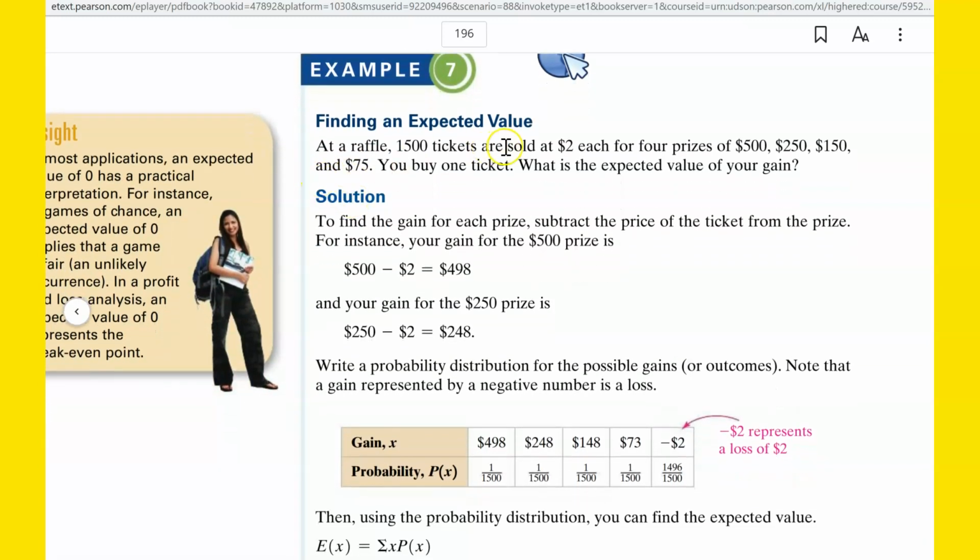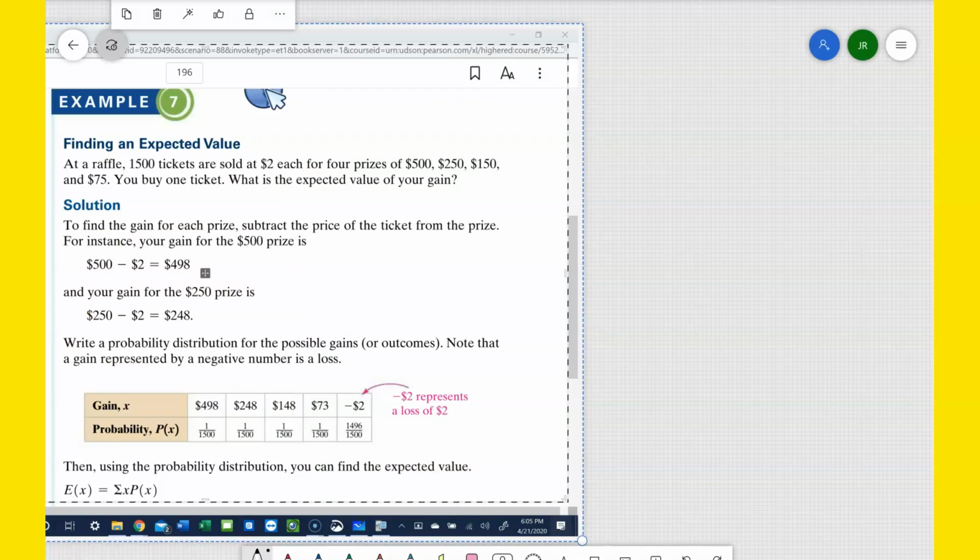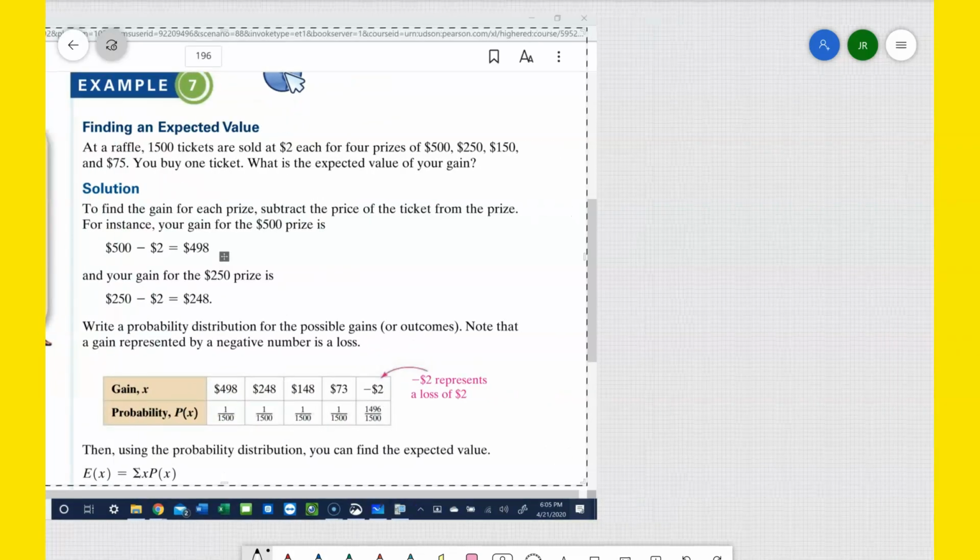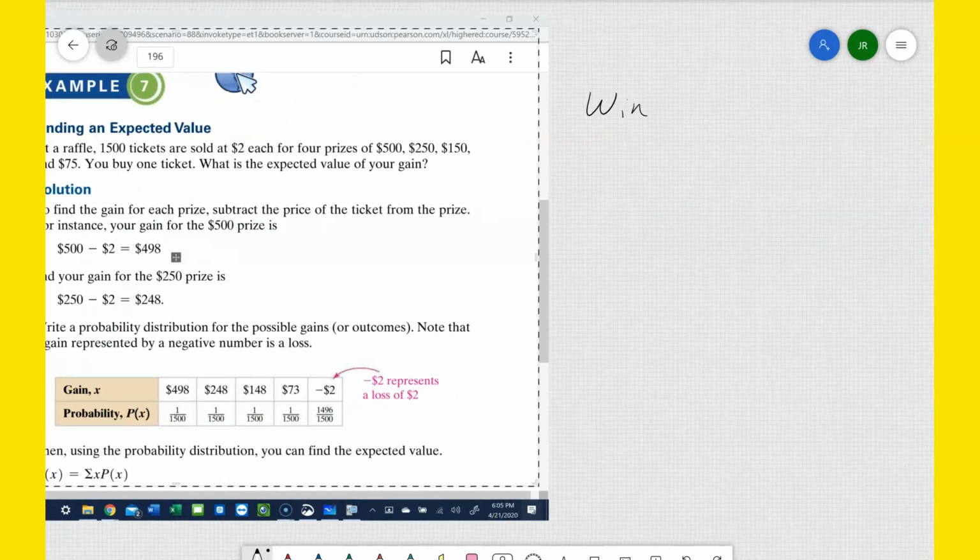Example 7. At a raffle, 1,500 tickets are sold, each for prizes of $500, $250, $150, and $75. You buy a ticket. What is the expected value of your gain? All right, I'd like to do this with a pen here. So, what are the different outcomes? I could win $500, win $250, win $150, or win $75.